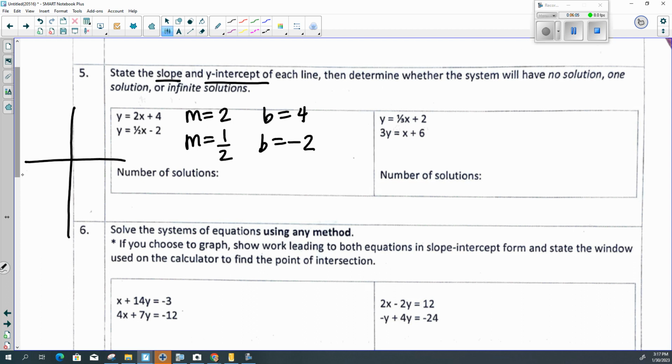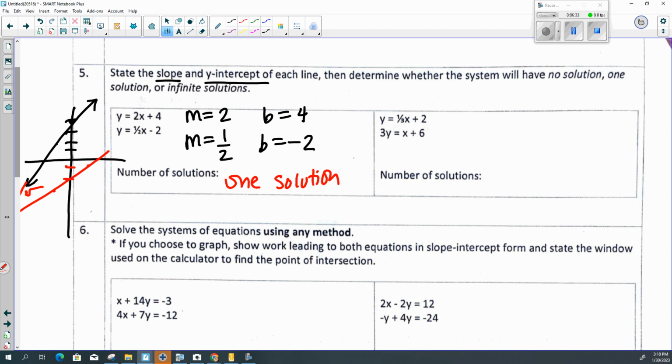So you're welcome to grab your graphing calculator and graph these. So here's the top one. It'll look something like this. The next one starts down 2 and then rise 1, run 2. Looks like they're going to cross somewhere over here. My graph's kind of small. So this will have one solution.